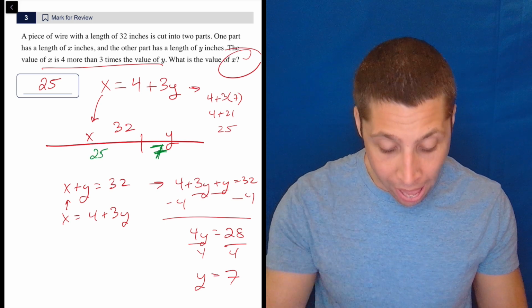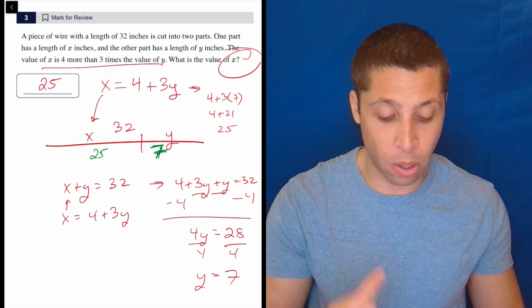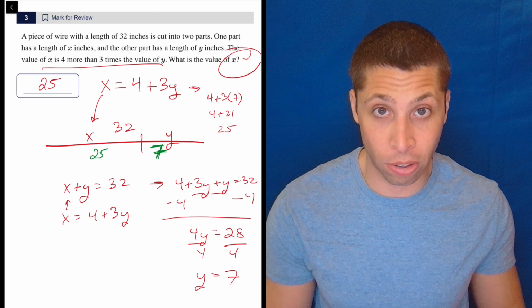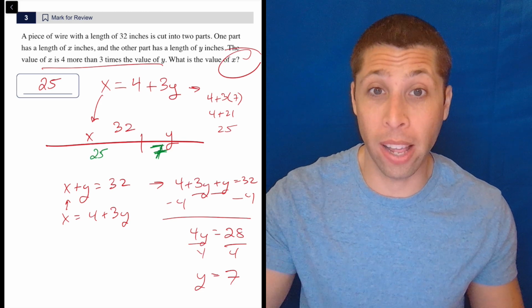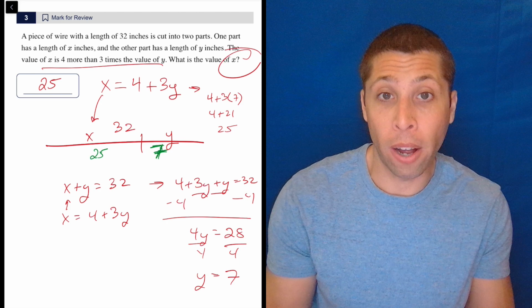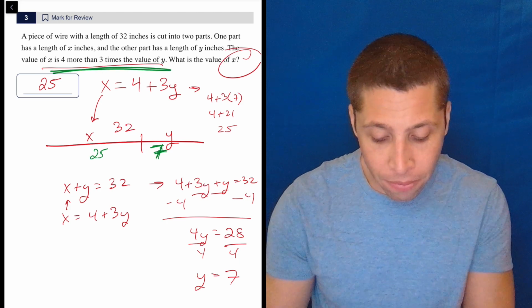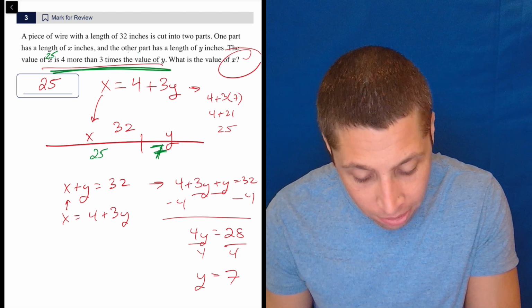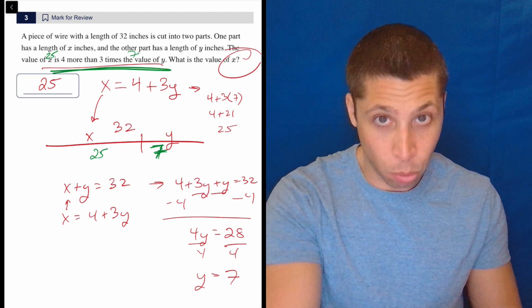Check. x is 4 more than 3 times y. So 3 times 7 is 21 plus 4 is 25, right? So both of my equations, both of my instructions check out. Let me be very clear. I am not just going back to the equations that I wrote because I might have written them wrong, right? Go back to the story itself. So 25 is 4 more than 3 times 7. Yes, 3 times 7 is 21. 4 more than that, 25.